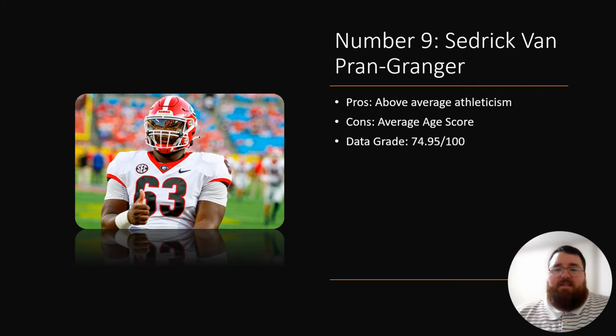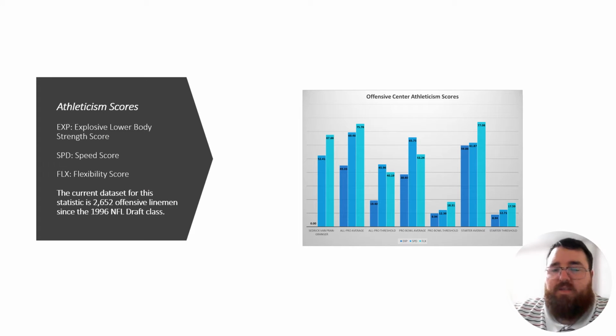Then we get to number 9 on this list, which is Cedric Van Prawn Granger, or Granger, probably Granger. Pros, above average athleticism. Cons, above average, or I should say average age score. His data grade is 74.95 out of 100. Taking a look at his athleticism traits, he had a 52 percentile explosion score, a 67 percentile speed score. Now, in terms of athleticism, I should say 52 percentile speed and then 67 percentile flexibility score. In terms of athleticism at the center position, so just want to make sure I get that out right.